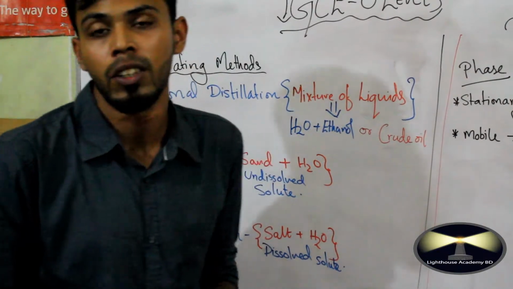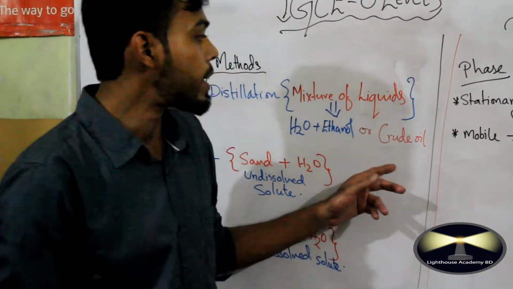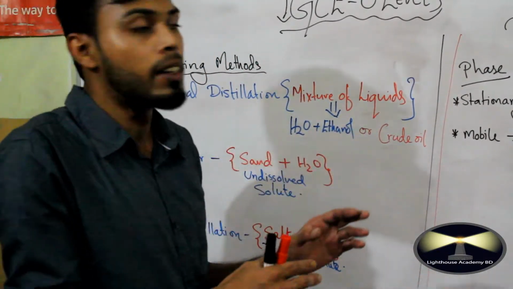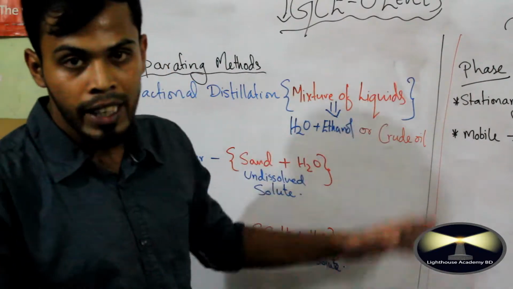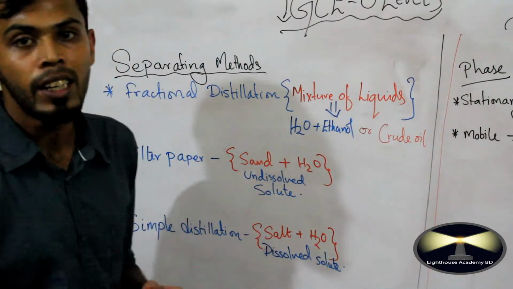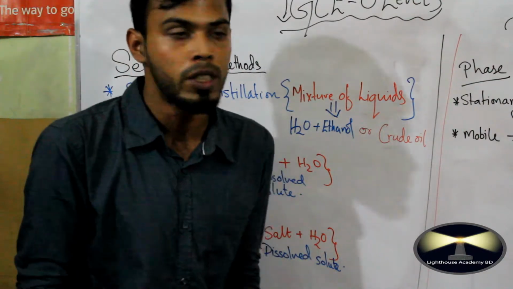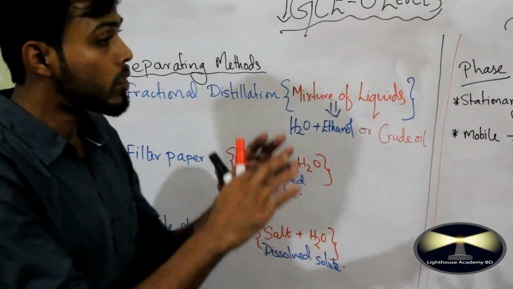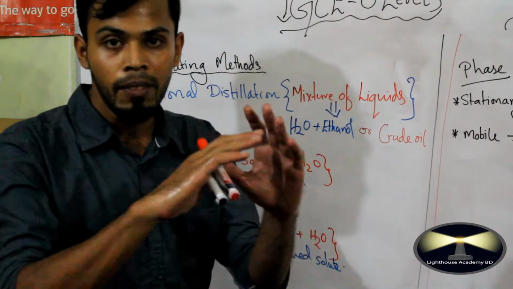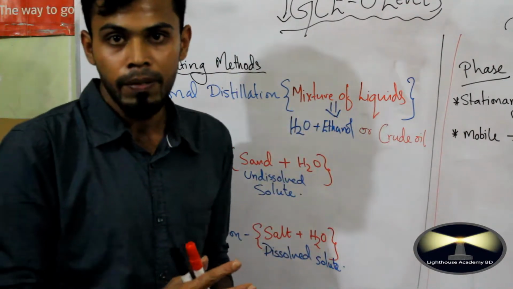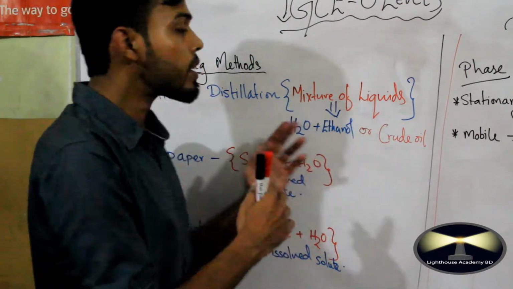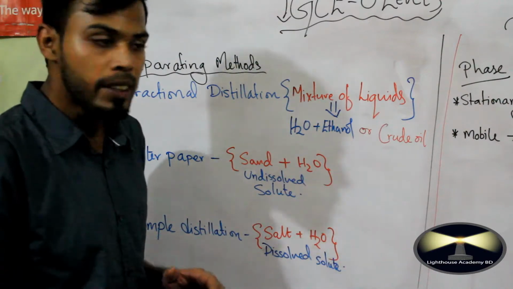We also use fractional distillation for crude oil. In organic chemistry, to separate crude oil into its different fractions, we use fractional distillation. So always remember, fractional distillation is used when two liquids or gases are mixed together.